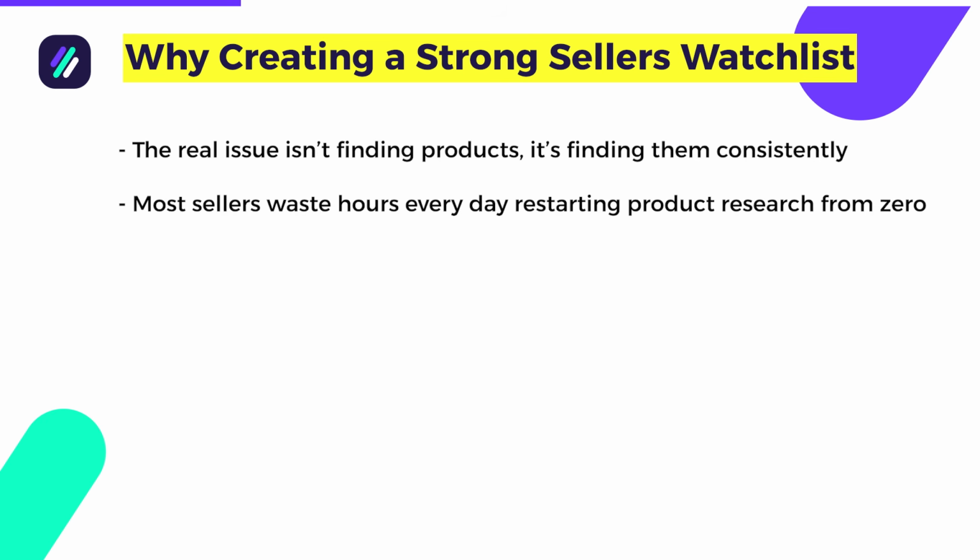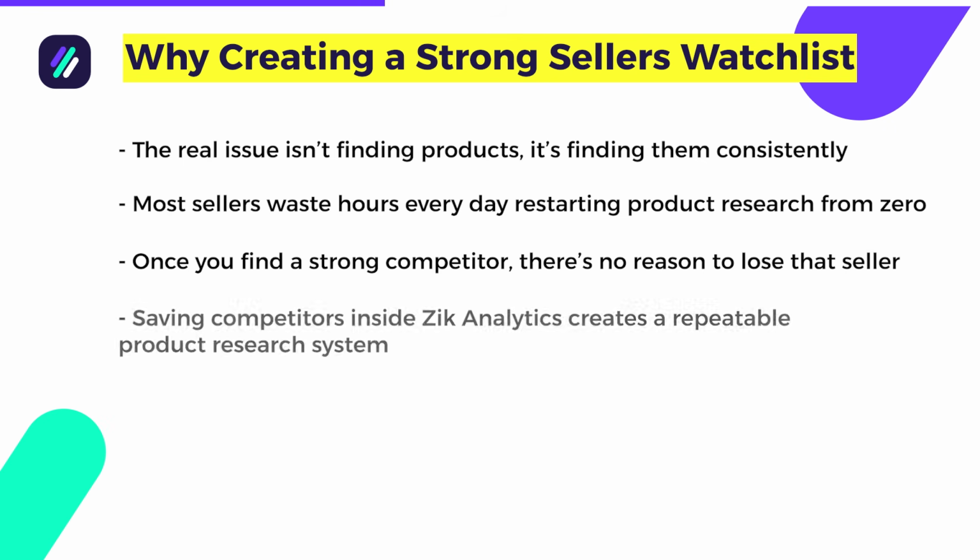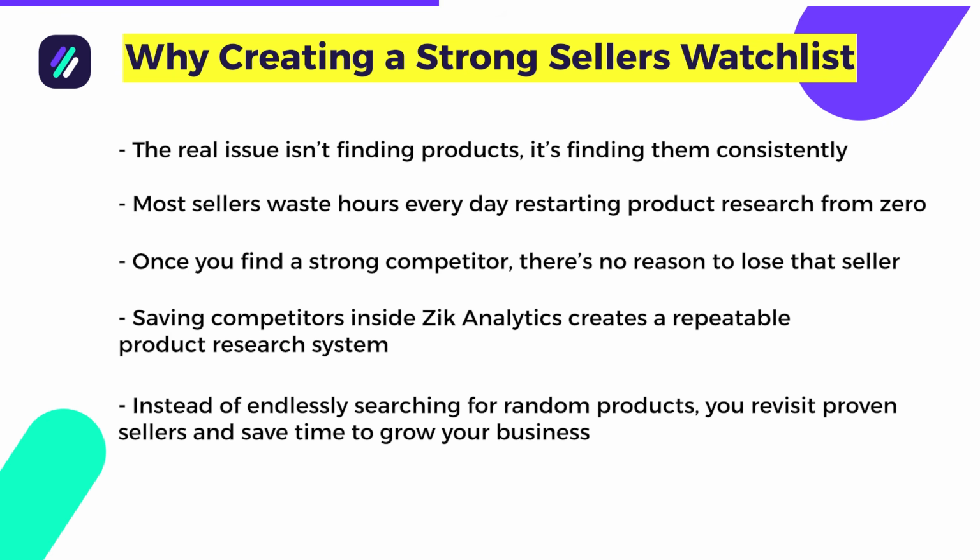So the real issue here isn't knowledge, okay? It's the lack of a system. Because once you understand how to identify a good competitor, someone with strong margins, proven sales, and products that are actively moving, there is no reason to lose that seller forever after finding them once. And that's where building a competitor list becomes powerful. Every time you discover a strong seller, you simply save them into your list inside ZIK Analytics, okay? Now, instead of spending hours trying to rediscover products from scratch every single day, you already have a curated database of proven competitors ready for you.